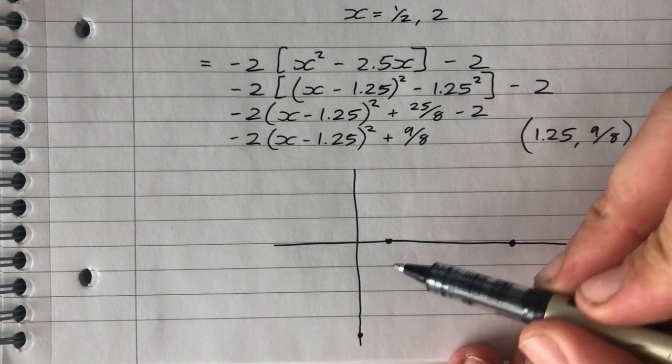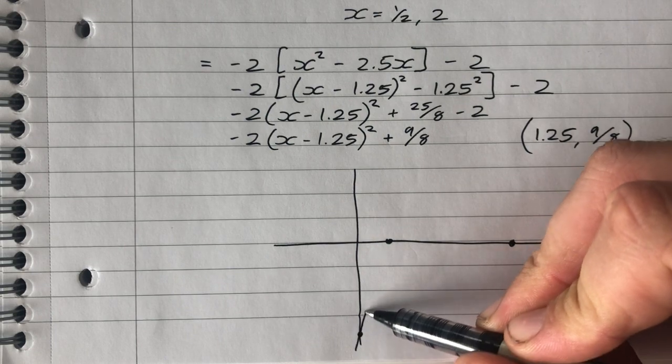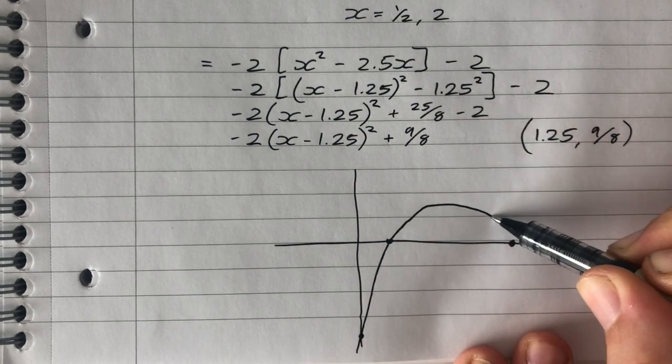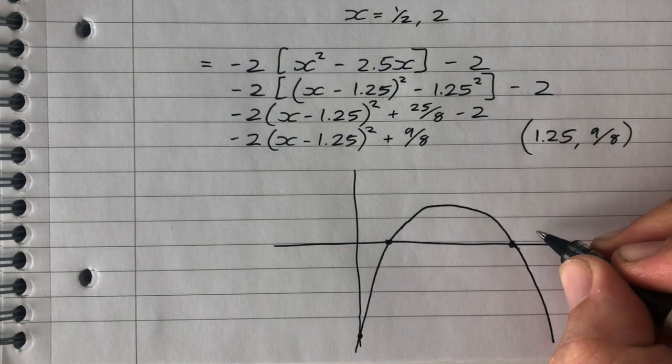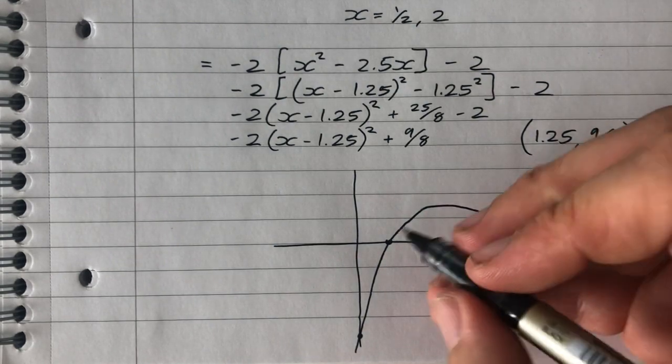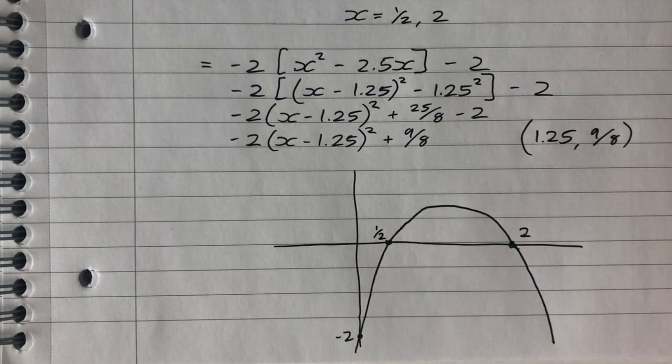And now I just need my parabolic shape. Negative parabola this time because it's a negative 2 at the beginning, so it's going to look something like this. Okay, not a great parabola this time, but get the general idea. My roots were at 2 and 1/2. It crossed the y-axis at minus 2.